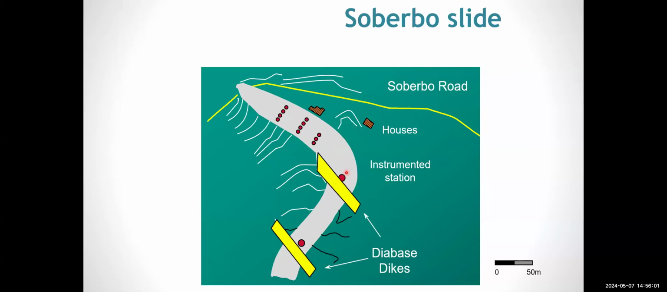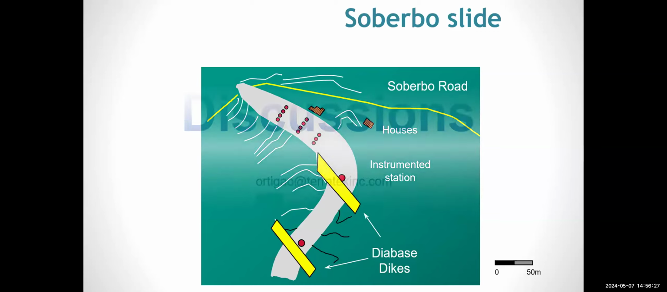And he then described at least 2 diabase dikes along the path of this embankment, and this was the object of additional work at this Soberbo road, and this is explained in the book that you may have access to. Okay, so that's it.